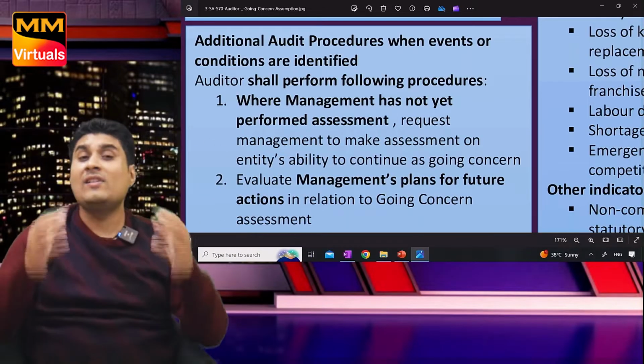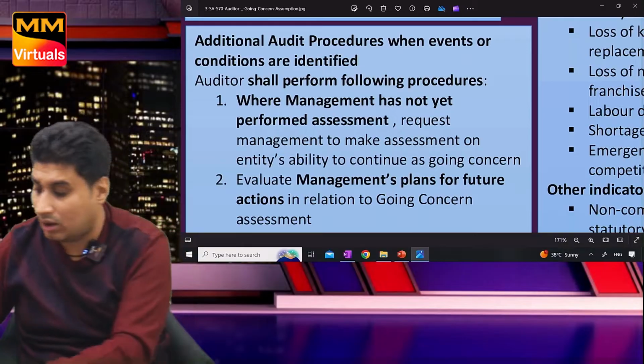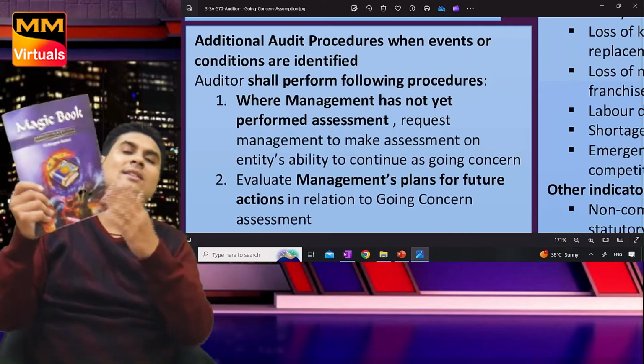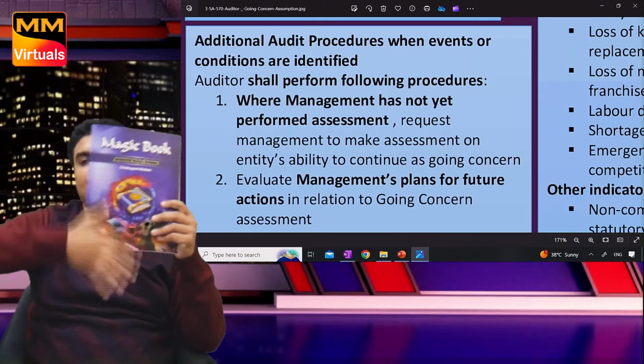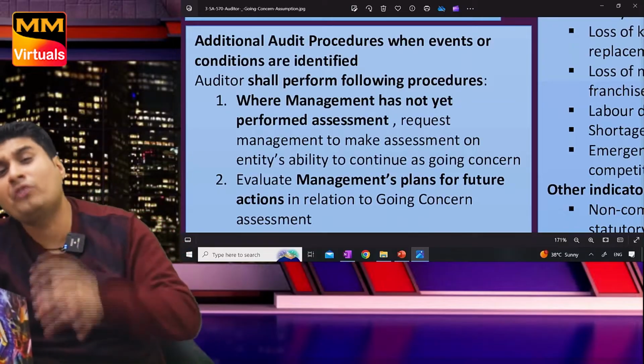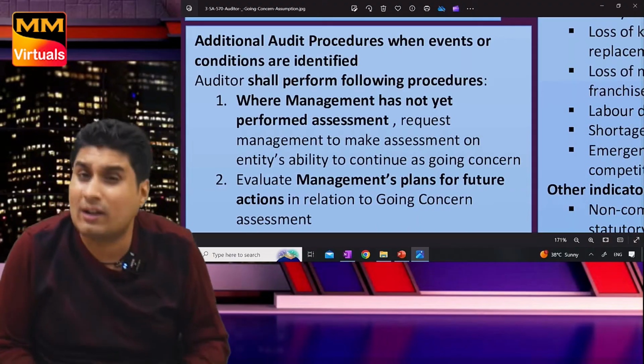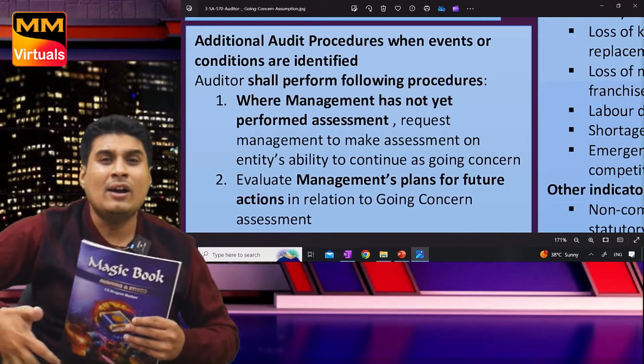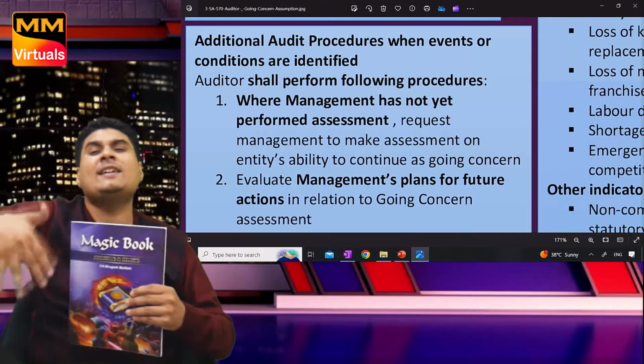After they make it, they will give you the report. "Sir, this is the report." See, the going concern report. Okay, understood. Evaluate the management plan for future action in relation to going concern. Do you feel it will be valid? In this much competition, is the management plan feasible?